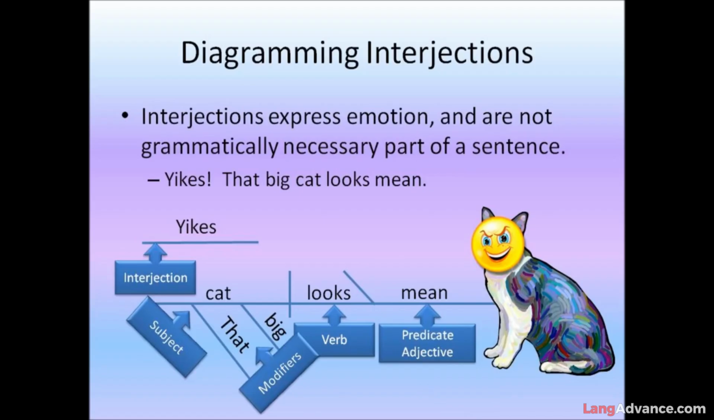Interjections express emotion and are not grammatically necessary in the sentence. So when we look at the sentence, yikes, that big cat looks mean, yikes goes on its own line above the proper sentence. The subject is cat, the verb is looks, the predicate adjective is mean. That and big both describe the cat.